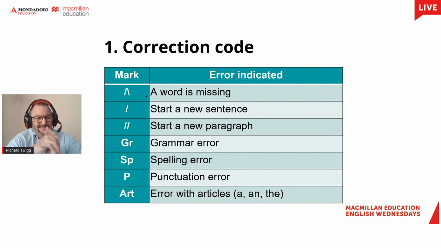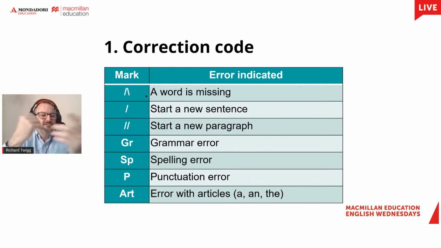But by doing this, by using the upside down V, or by using the GR or the SP or the P, and normally we would mark that in the margin, either on the left or the right, what we are doing is we're saying to the students, have a look. There is a word missing here. What do you think that word could be? Rather than giving them the word, getting them to get cognitively involved, to think about what's missing.